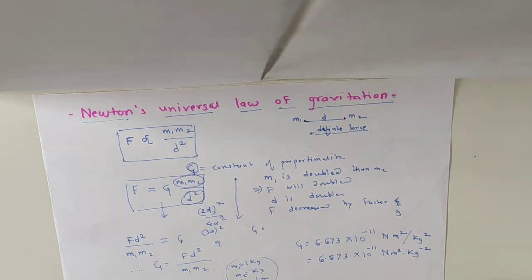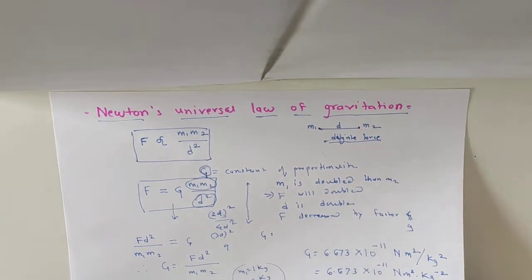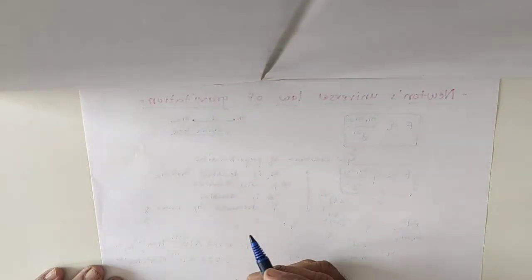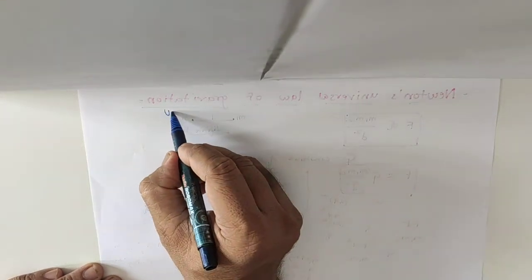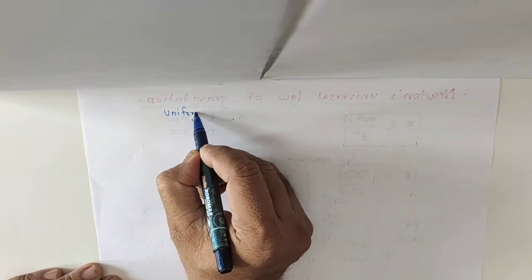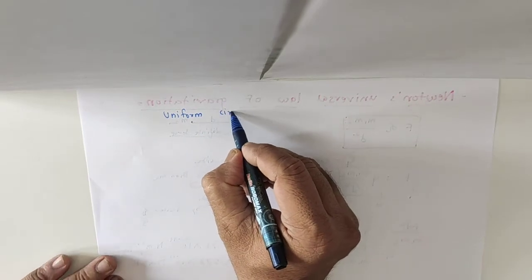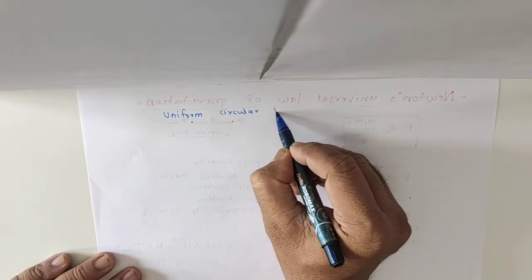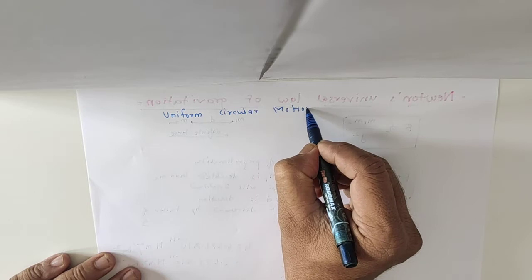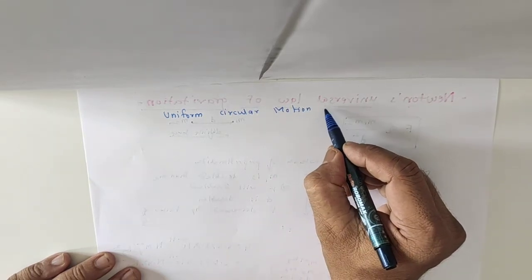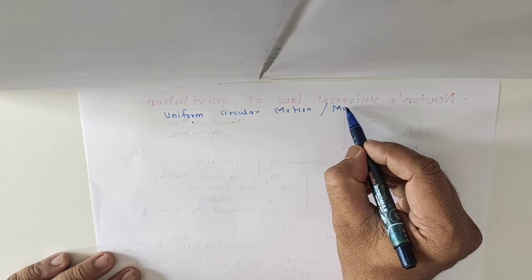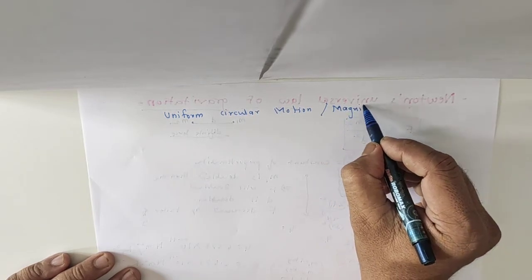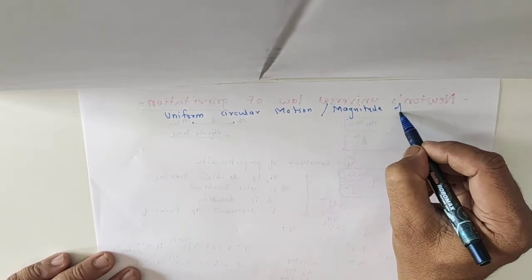Now, let us consider one derivation regarding centripetal force, uniform circular motion, and say centripetal force, the magnitude of centripetal force. This is the article.